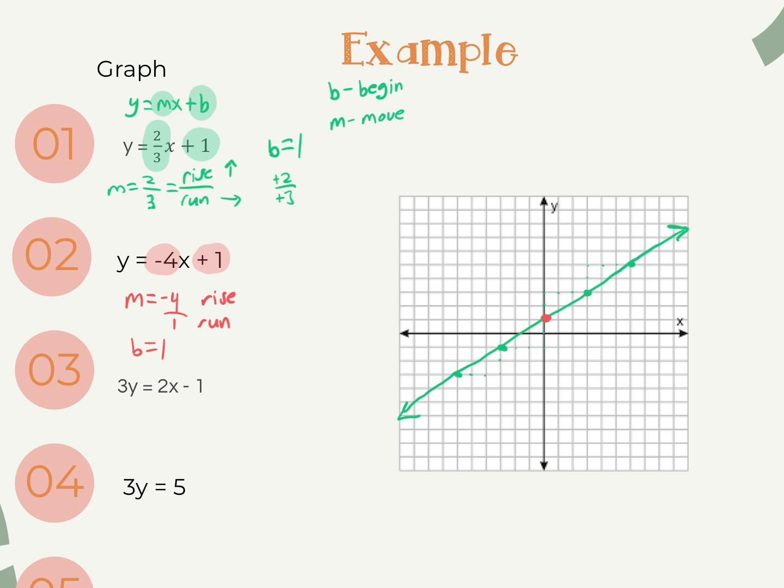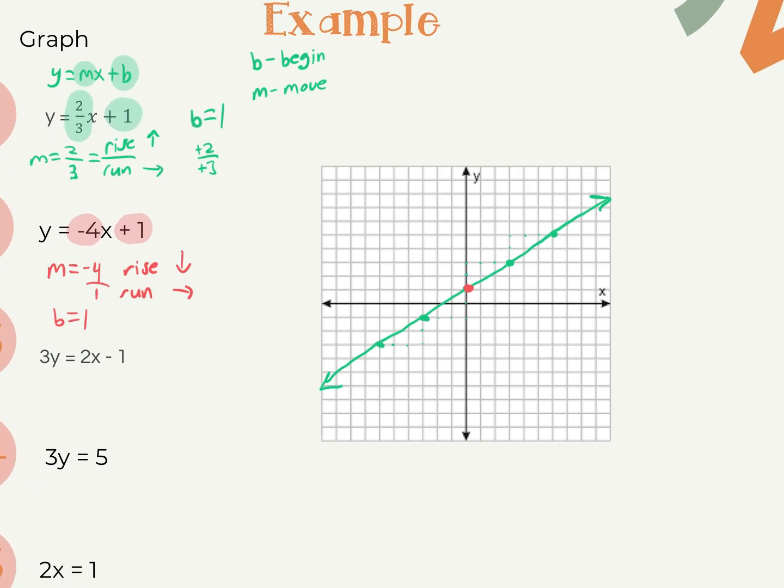Again, if it's a negative, that means you're going down, right? So we're going to go down 4 units, and a positive 1 means we're going to the right one, right? So let's go down 4, 1, 2, 3, 4, and let's go to the right one. All right, and then you just need to connect these 2 points.